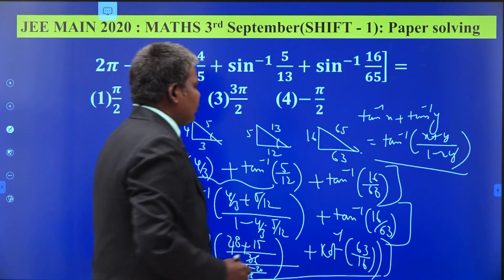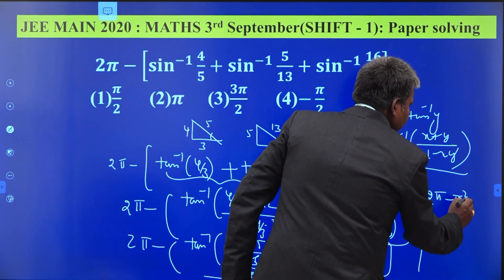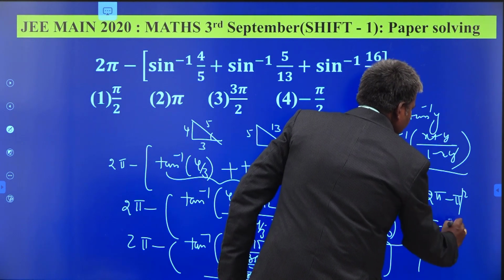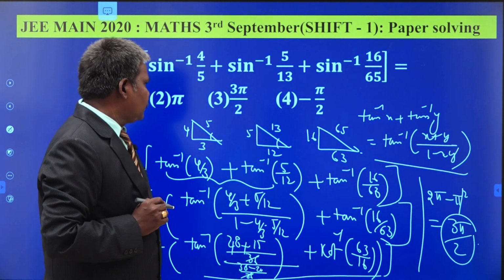2 pi minus pi by 2 is your answer. 2 pi minus pi by 2 is nothing but 3 pi by 2. 3 pi by 2 is your answer.